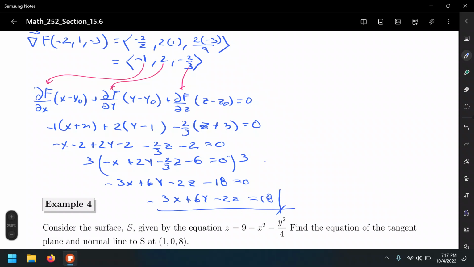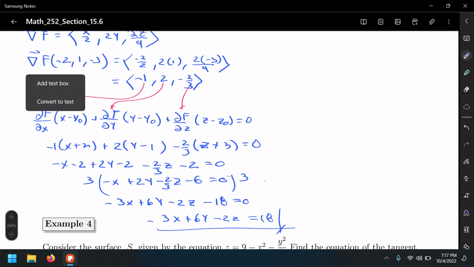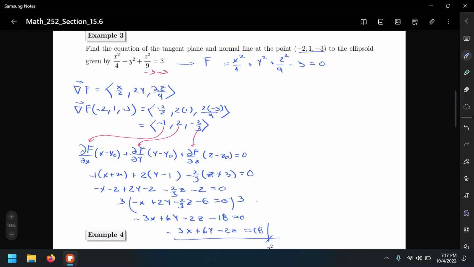What else do we need? We need to get the equation of the normal line. And in this case, for the equation of the normal line... I have a question. Yes.